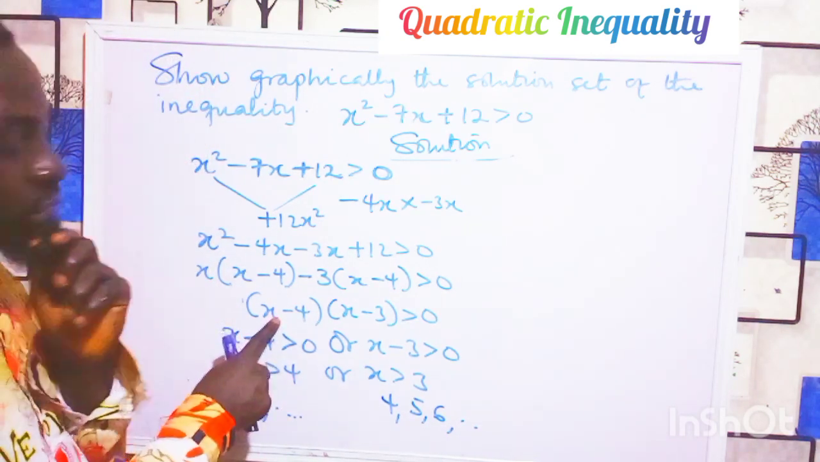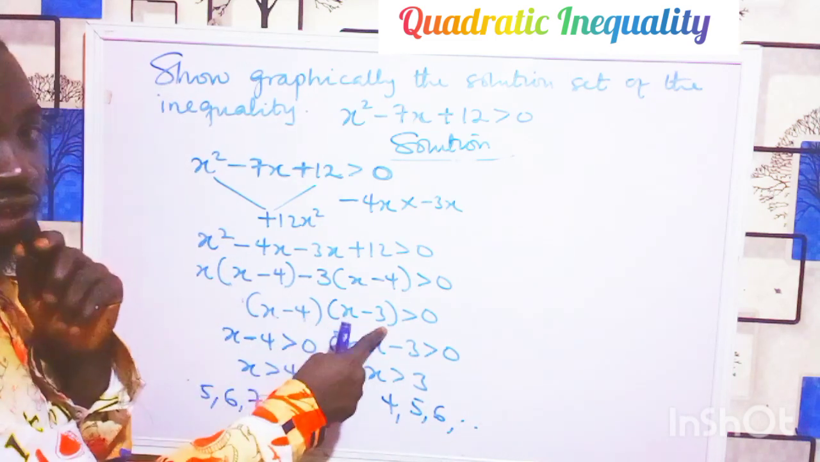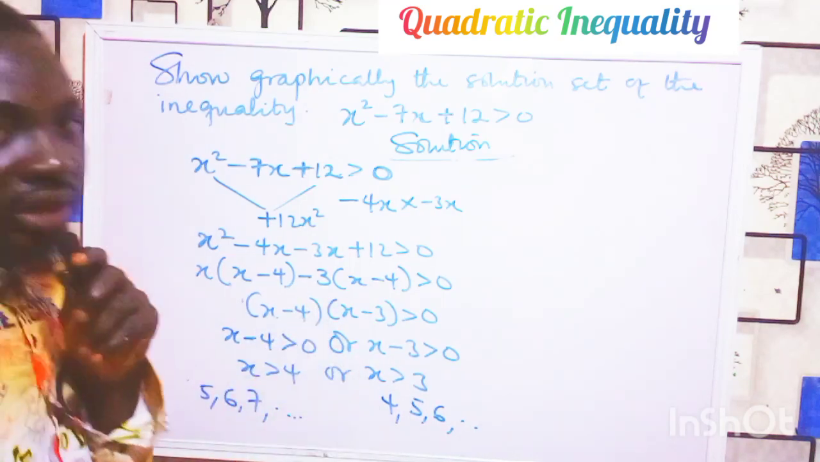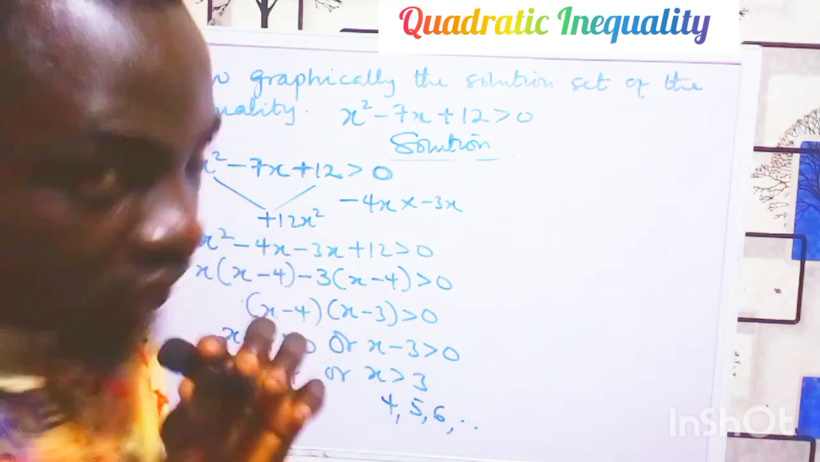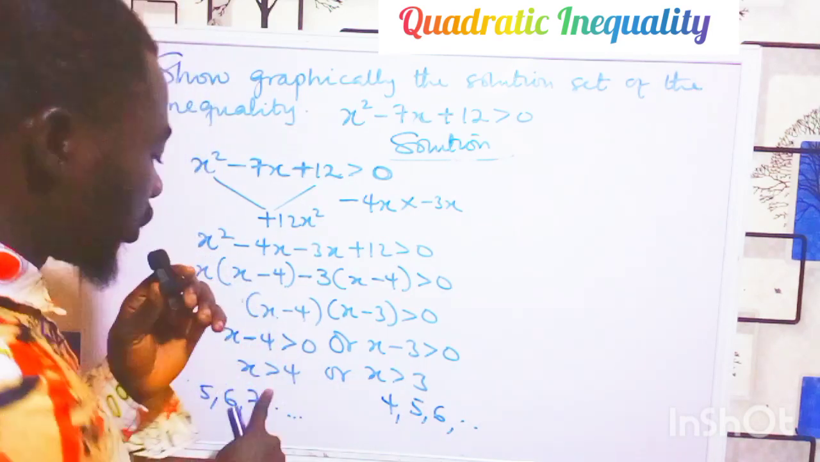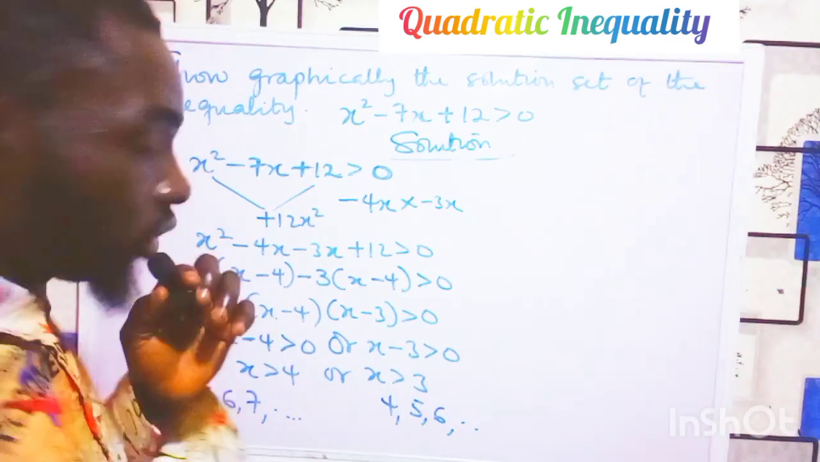Let's input 6 here. That is 6 minus 4, that's 2. Then 6 minus 3 here gives us 3. 2 times 3, that is 6. Is 6 greater than 0? Yes, correct. But for us to now conclude that it is when x is greater than 4 that will satisfy this inequality expression.